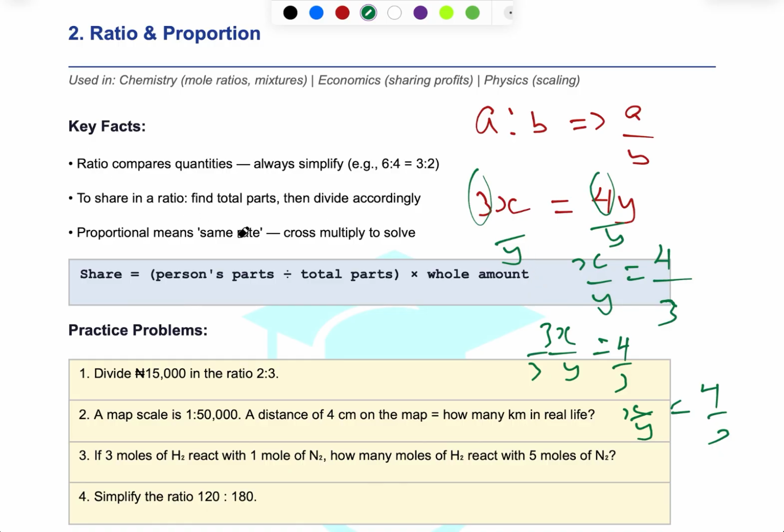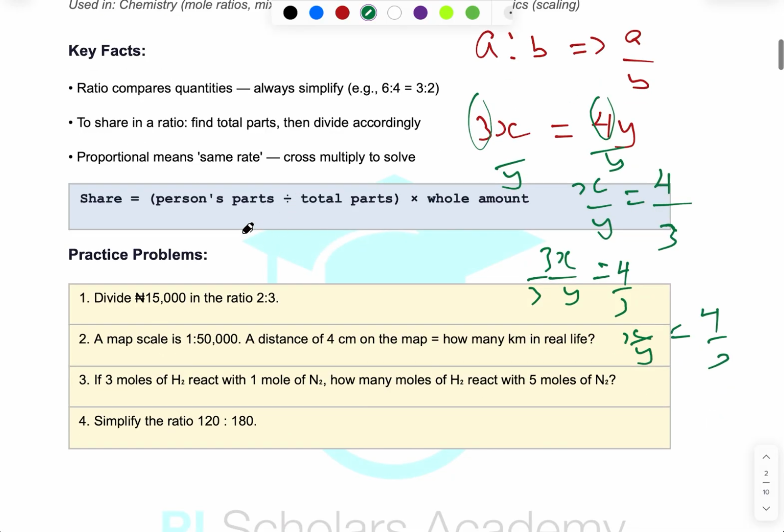Very important. So how do you share in ratio and find total part? All you have to do is to find the total ratio. So if I say 2 ratio 3 ratio 1, total ratio here is going to be 6. If I want to get the part of the person that has one share ratio, that will be 1 over 6 times the total thing that I'm trying to share. So you can take some of the examples that we have here as well.